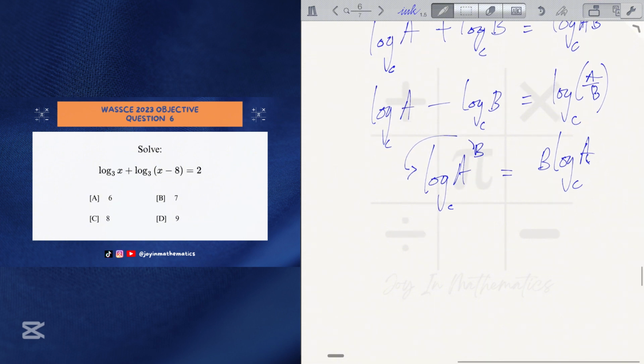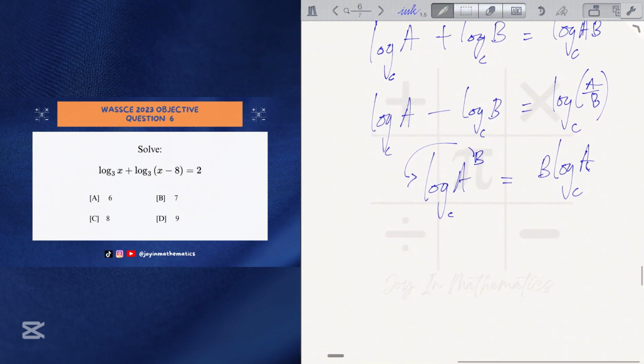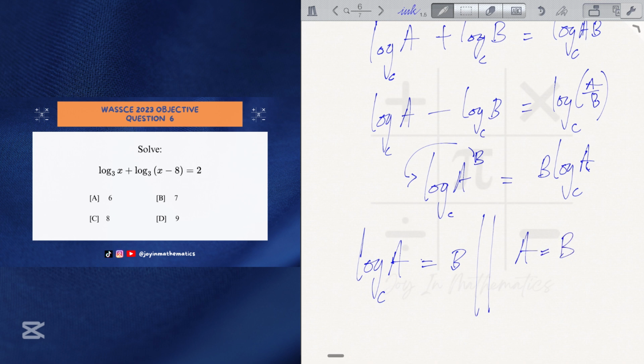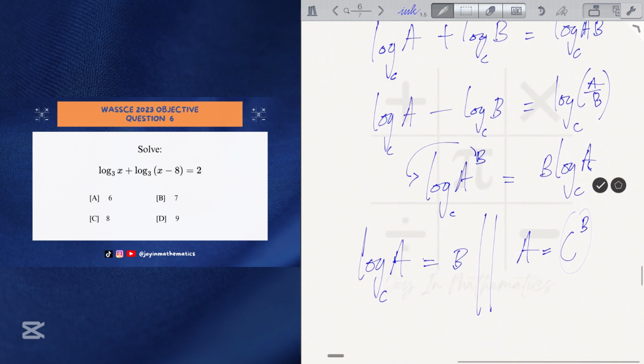And similarly, when we want to convert from index form to logarithm form, we will have something like, let's say, log a to base c, or let's say log a to base b, let's stick to c, is equal to b. This is in logarithm form. And then in index form, we will have something like a is equal to c raised to the power of b. So the base of the logarithm becomes the base of the index. So let's apply that now to the question.